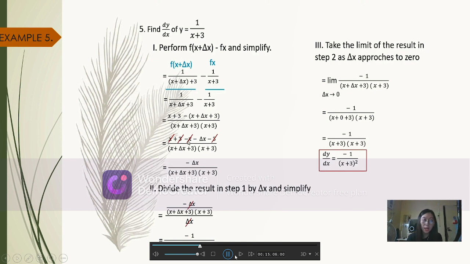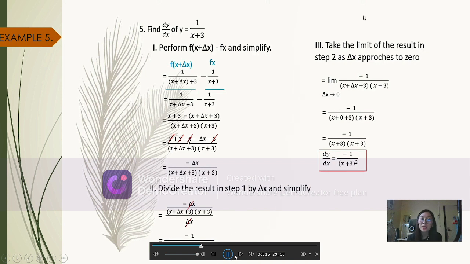Divide the result in step 1 by delta x and simplify. So, makikita natin itong sagot na to, i-apply lang natin siya dito sa step 2, then divide sa delta x. So, cancel yung delta x. Ang matitira is negative 1 over (x plus delta x plus 3)(x plus 3).